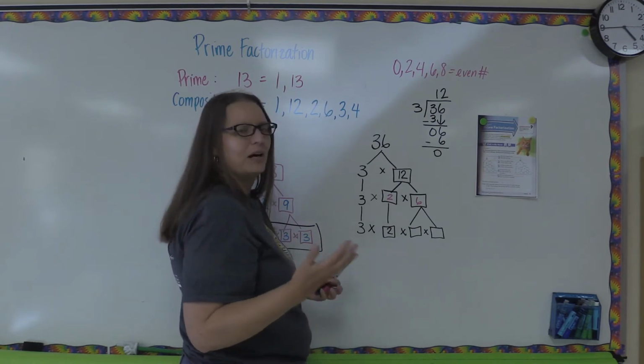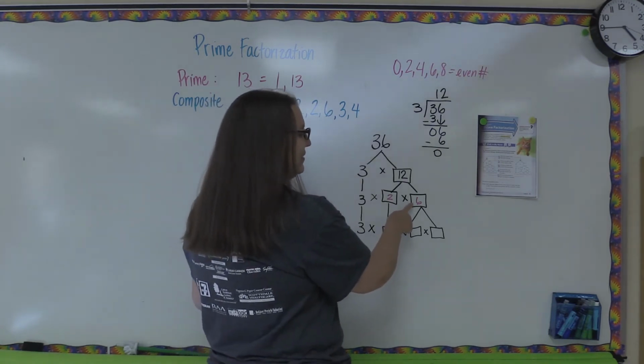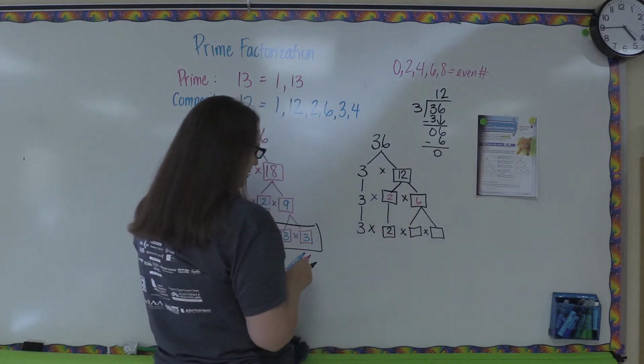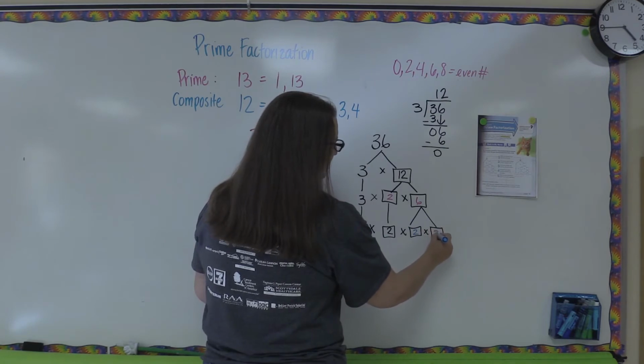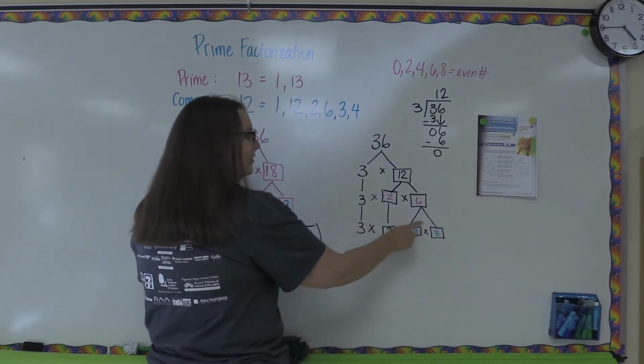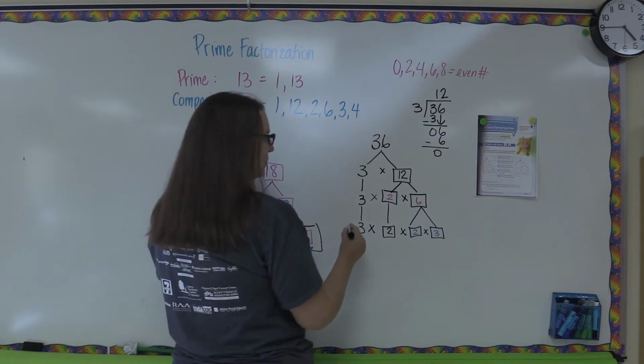I have to start with my prime numbers that always start with 2's. Well, luckily, 6 is an even number. So I'm going to try and take out a 2 again. So 6 is 2 times 3. Now, if you'll notice, all 4 numbers on the bottom are prime numbers, and that means we're finished.